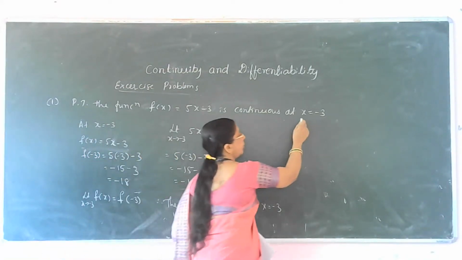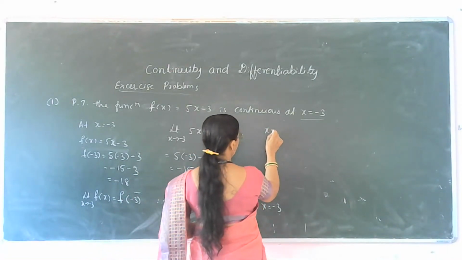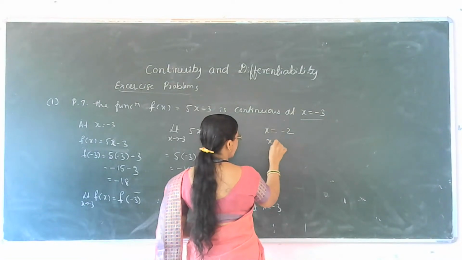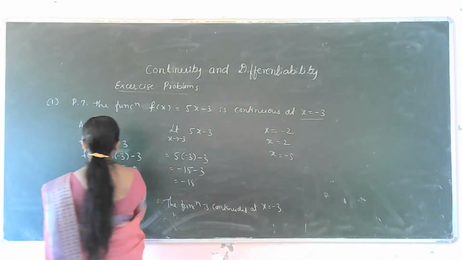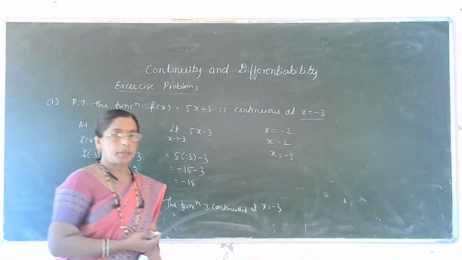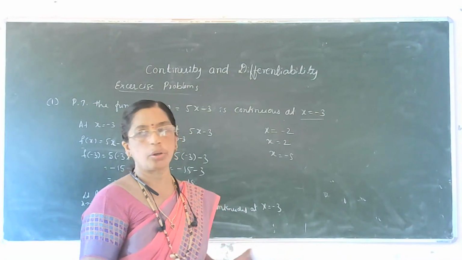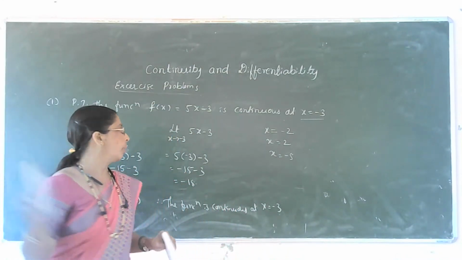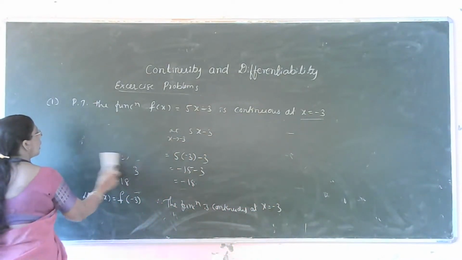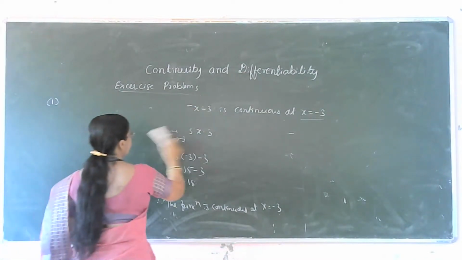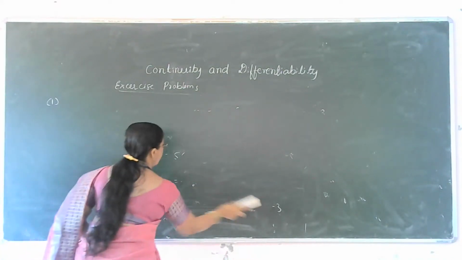Here the given point is x equal to minus 3. Sometimes we will take x equal to minus 2, or x equal to plus 2, or x equal to minus 1. You put the value here and you can get the continuity at that point, whether it is continuous or discontinuous. Many problems are there, and the same way you can solve. I take another problem.